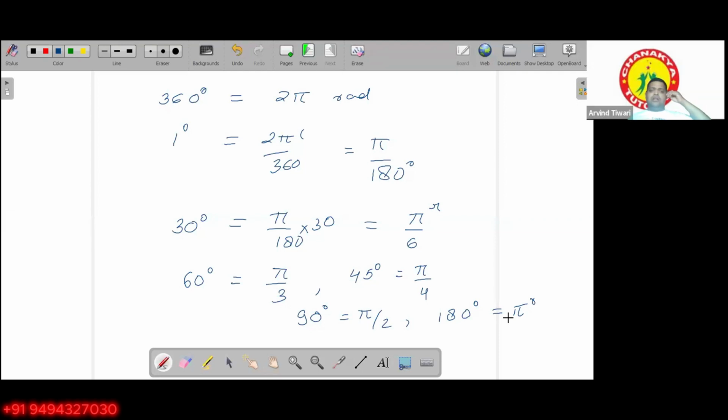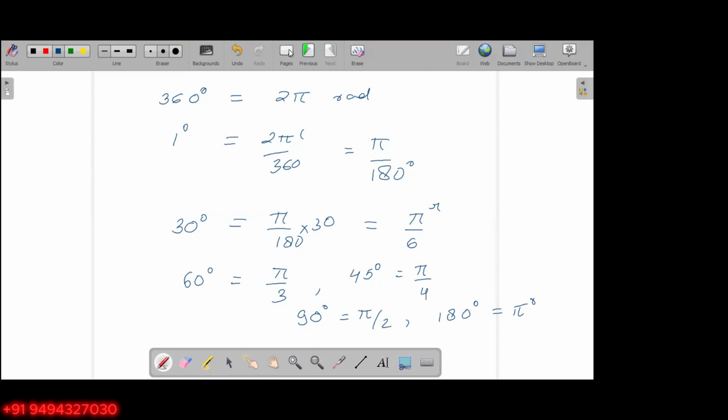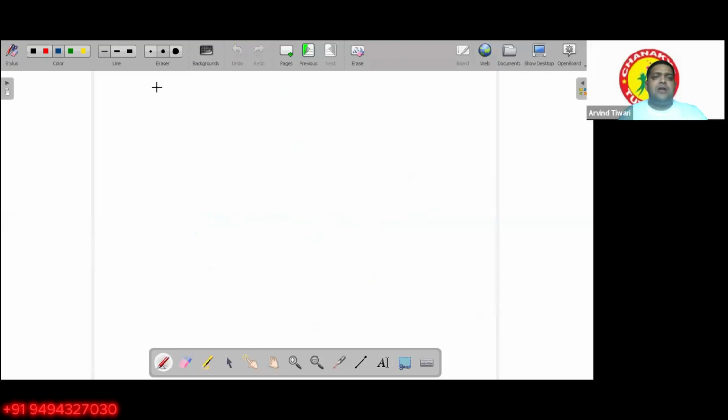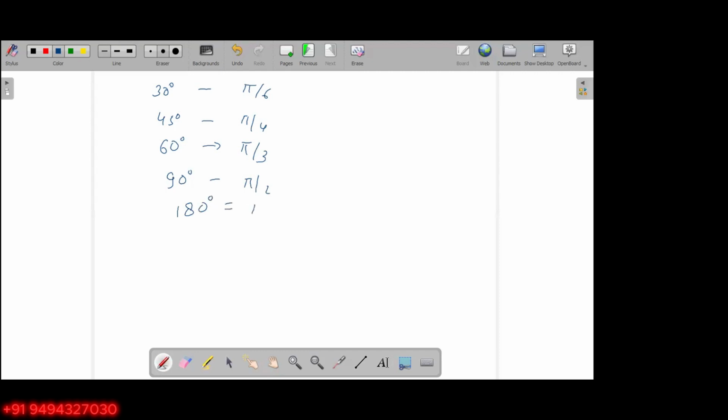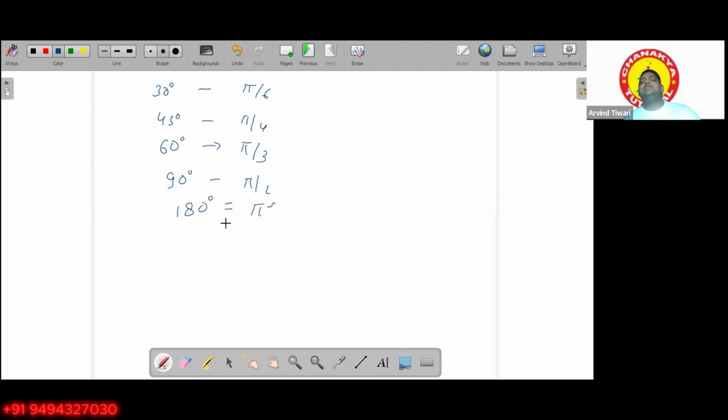Okay, so we got all the radian measurements of the angle. Here I can list out all of them. 30 degree in radian is equivalent to pi by 6. 45 degree is equal to pi by 4. 60 degree is equal to pi by 3. 90 degree is equal to pi by 2. And 180 degree is equal to pi. Similarly, you can change any of them.